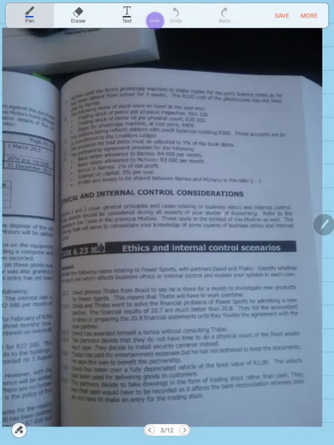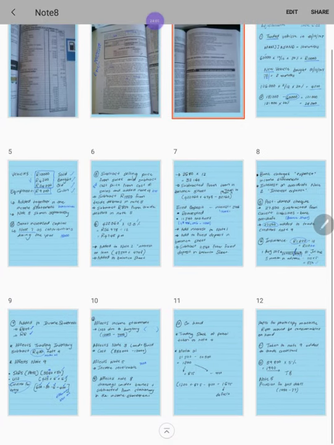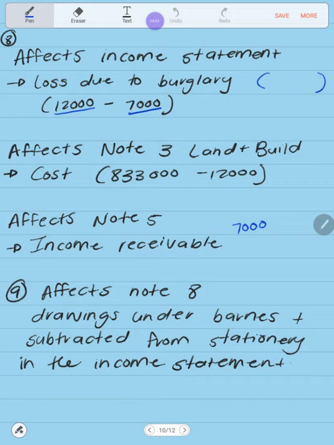Barnes used the firm's photocopy machine to make copies for his son's science notes as he had been absent from school for 3 weeks. The 120 cost of the photocopies has not been paid by Barnes. So anything done for personal use will be seen as drawings. It affects note 8, which is your current account, drawings under Barnes, and subtracted from stationery in your income statement. So 2 things, it will affect note 8 and you're going to subtract that amount from the stationery because it's not seen as a business expense.